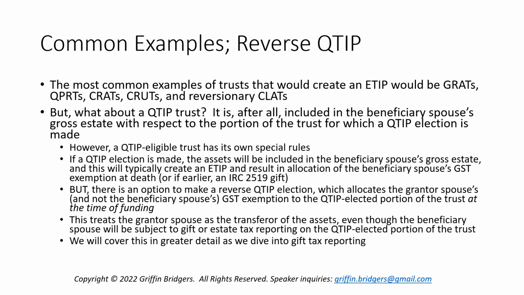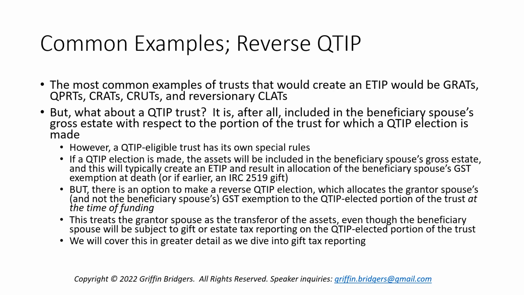So the common examples of trusts that commonly create an ETIP might include things like GRATs, QTIPs, charitable remainder trusts, both annuity and unit trusts, and possibly reversionary CLATs as well. Now, CLATs have their own separate rules we'll look at later, but another common example that seems intuitive, like it would create this issue but has some special rules, is a QTIP trust.